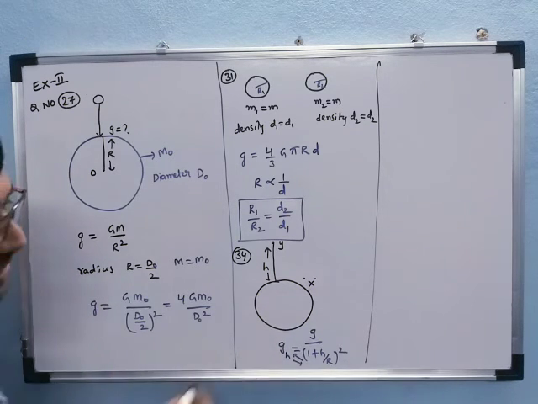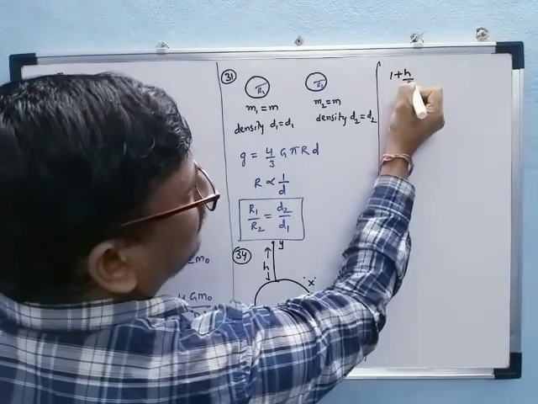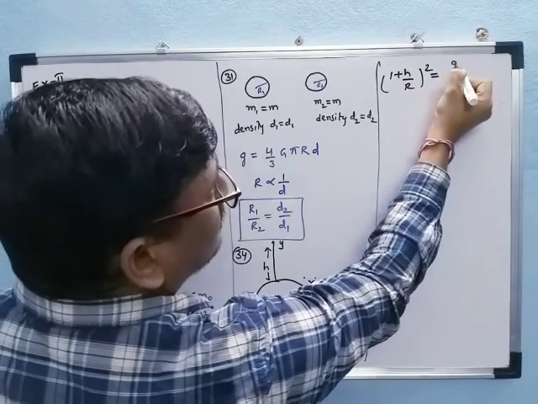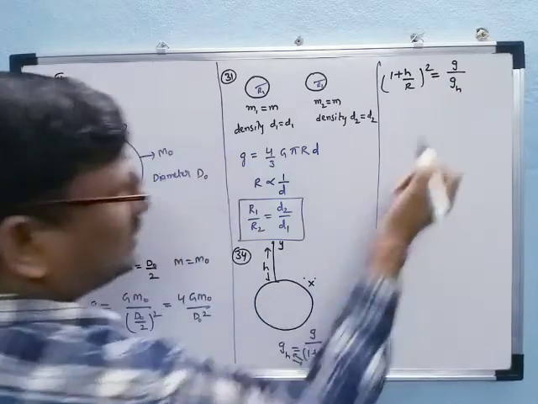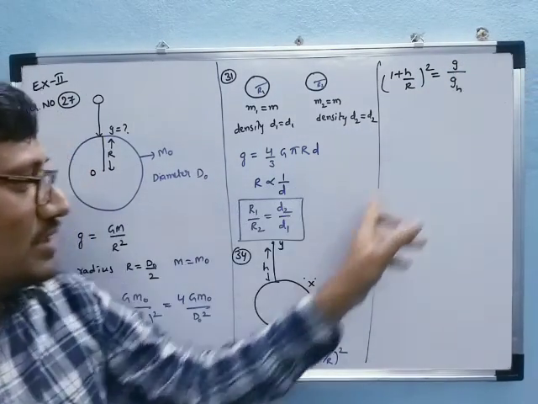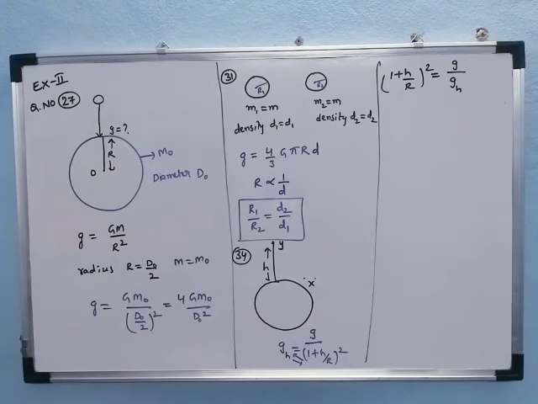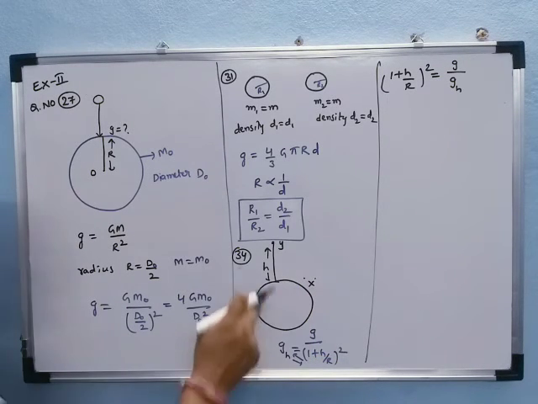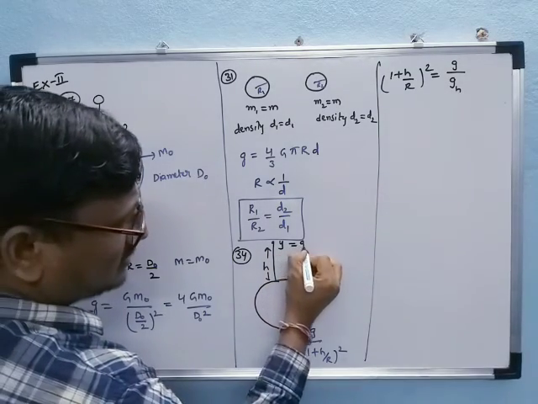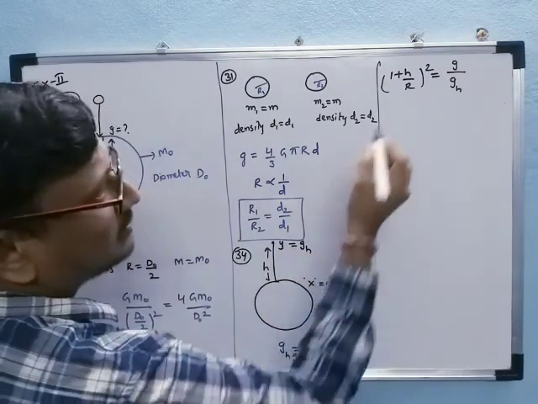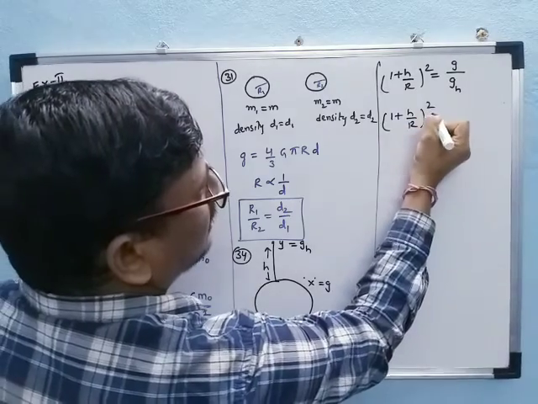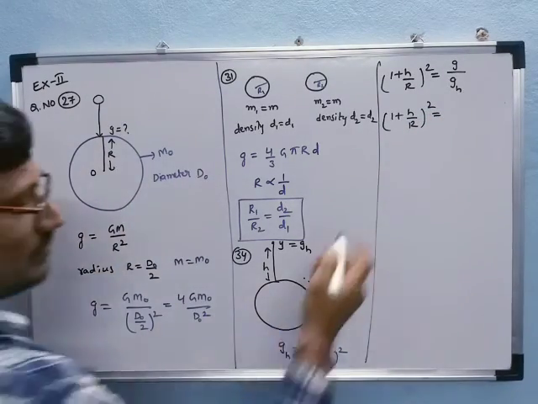Taking the cross multiplication, (1 + h/R)² is equal to g by gh. Here g is the acceleration due to gravity on the surface, which is given as x, and at height the acceleration due to gravity is y. So gh is y and g is x. Then (1 + h/R)² is equal to x by y.